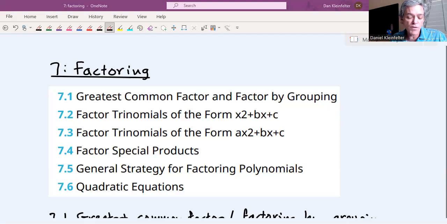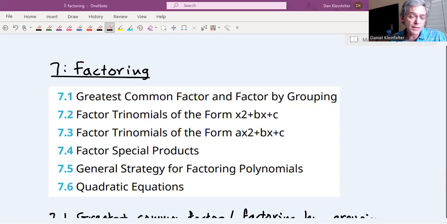Okay, 7.4, factoring special products. So when we worked on multiplication, we saw how to speed up multiplication by identifying certain forms, such as perfect square trinomials and differences of squares. And so this takes another look at that from a factoring perspective.